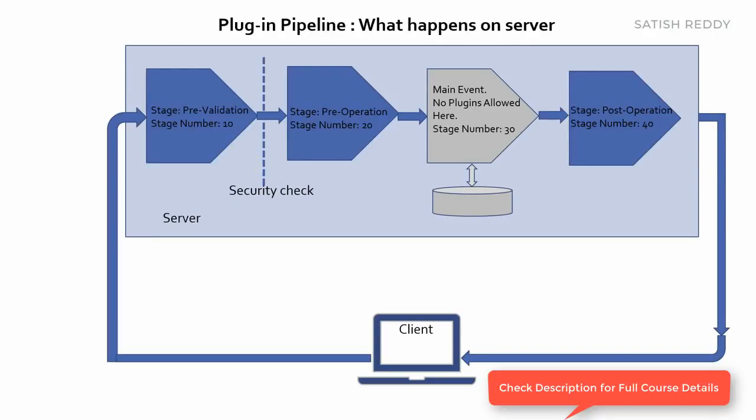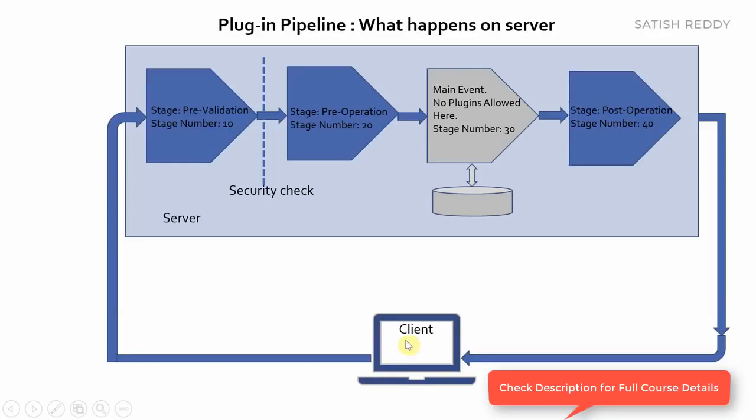This diagram shows different stages where you can write your custom code. The main event doesn't change. You cannot edit this main event. You can insert your custom code either here or here or here. Before the main event, we have two stages. Each of these boxes is called a stage. The first stage is called the pre-validation stage. The second stage is pre-operation, and this is the main event, where we cannot write any custom code. The next stage is the post-operation stage.